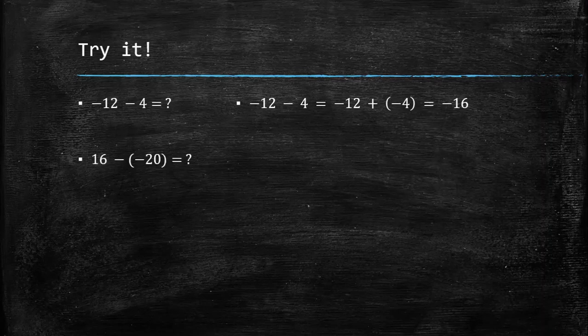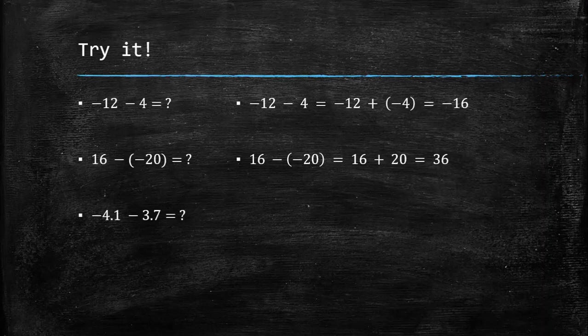Okay, here's a few more for you to try. We've got -12 minus 4. We turn that into a -12 plus a -4 to get a -16, because they have the same sign, so we add. 16 minus a -20. We're going to change that to 16 plus a positive 20, and that's just 36.